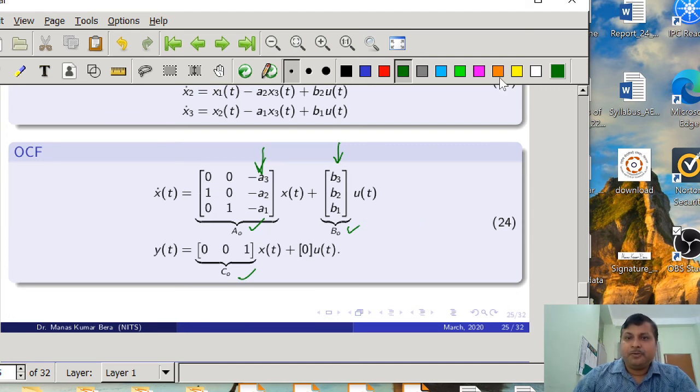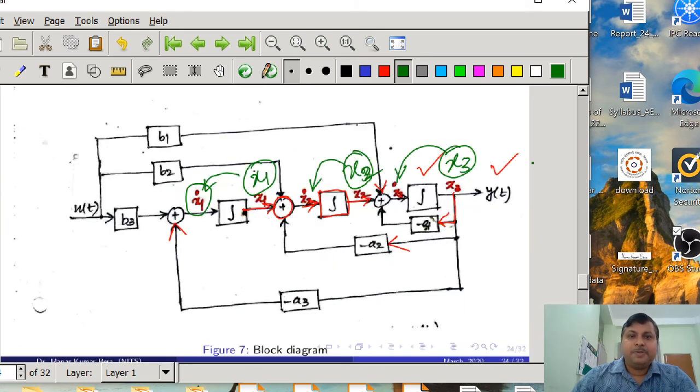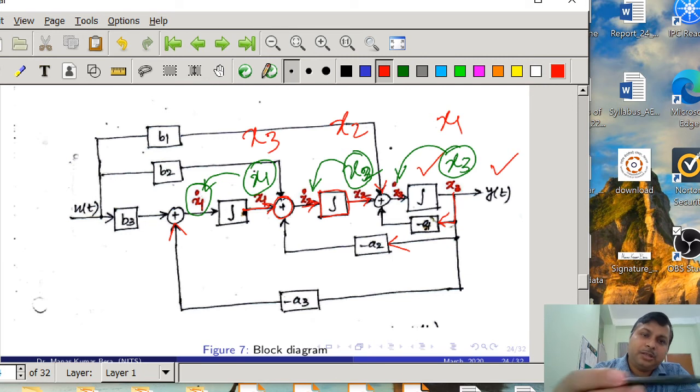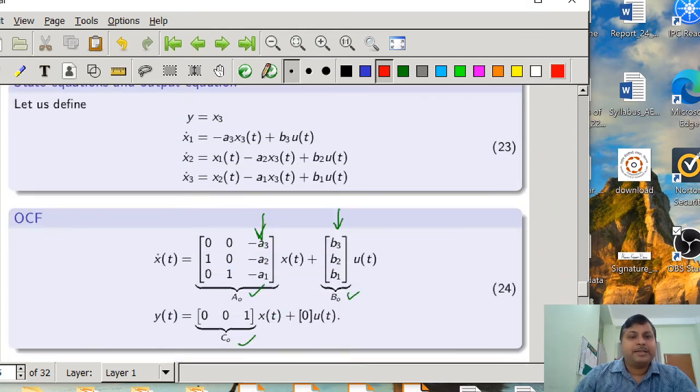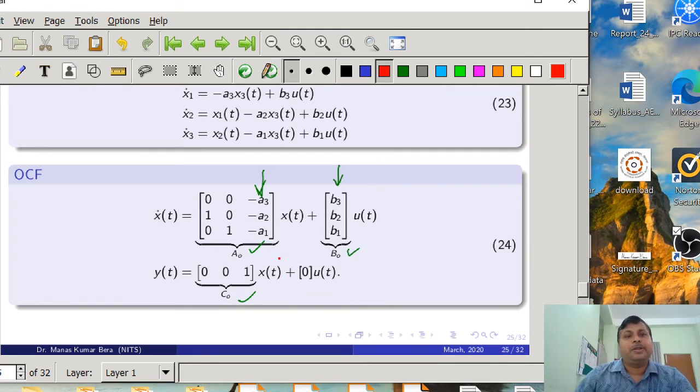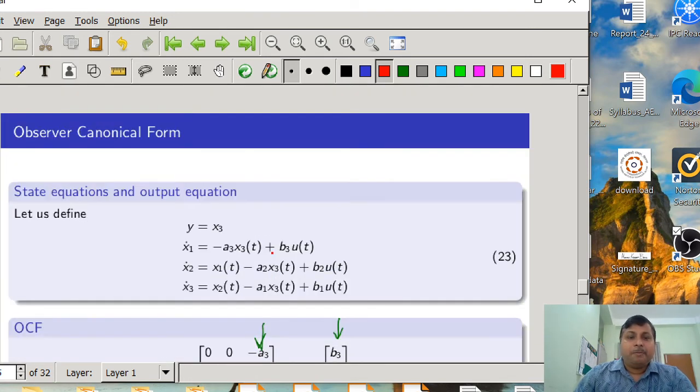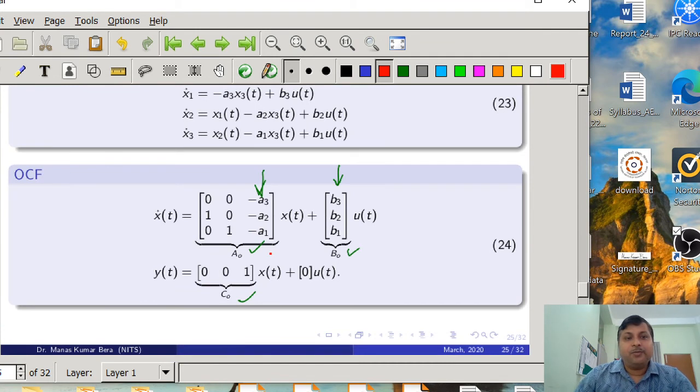Similarly, I want to mention that if we assume this is x1 and this is x2 and this is x3, then you will get another model, in which case your A matrix, B matrix and C matrix are going to be changed. That also will be the observer canonical form. But the most interesting thing is that we want to find the relation between the controller canonical form and the observer canonical form, and the relation exists.